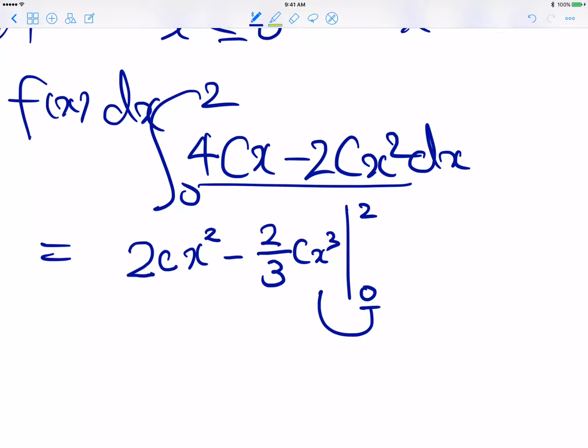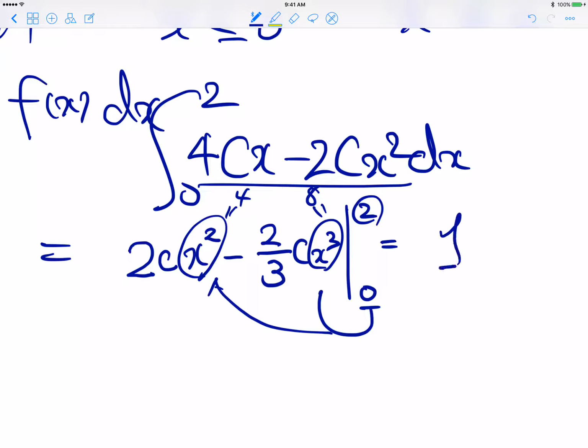Okay, so if we plug in 0, then it will all be 0. Then if we plug in 2, then it will be 4. Then this guy will be 8. Yeah, and then we equate this value with 1. And then we can obtain the value of c.